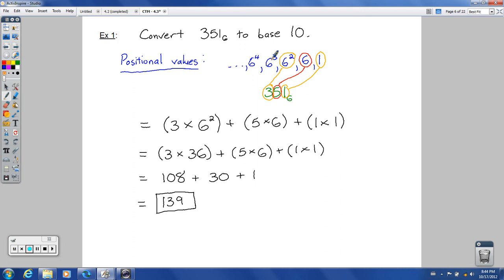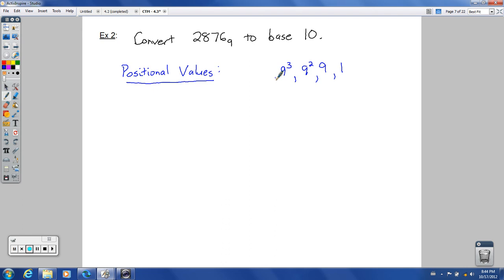Same sort of thing here. This would continue. I'll go to 9 to the 4th. I could do 9 to the 5th and keep going with that, but I think you get the idea. This keeps going 5th, 6th, 7th, and so on. So let's rewrite our number here. I'll try to keep the colors consistent.